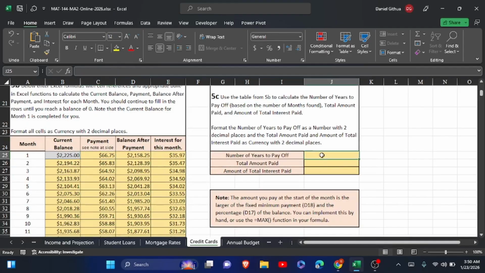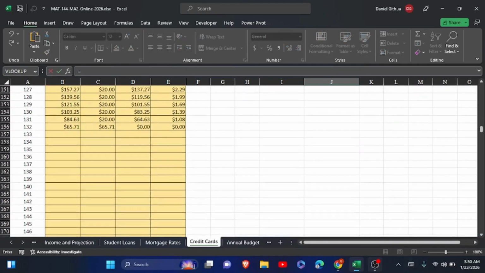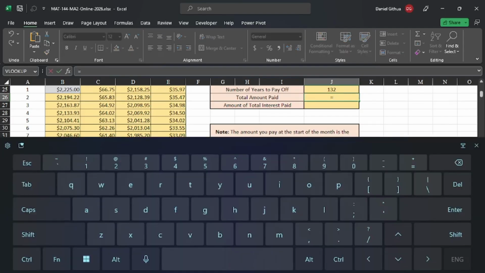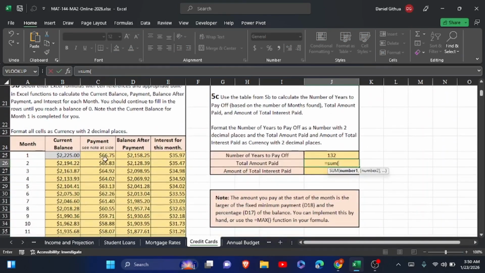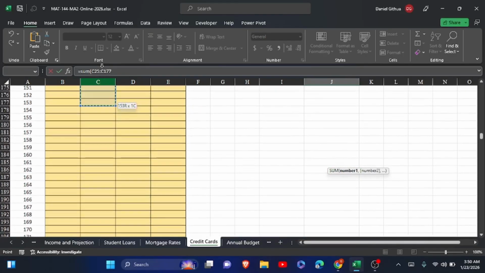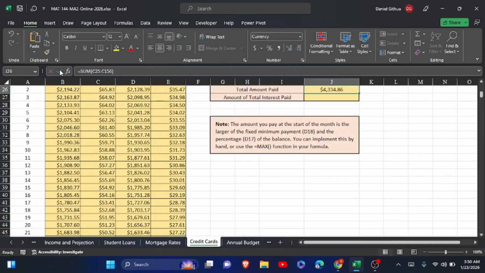For the number of years to pay off, we press equals, and then click the month. The month is 132. Then the total amount paid is given by equals sum of the payments, up down there, and enter. So that is the total amount paid.